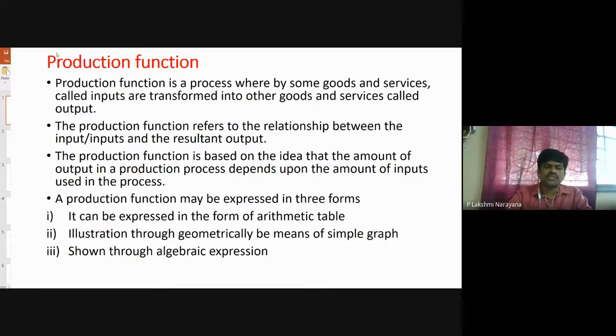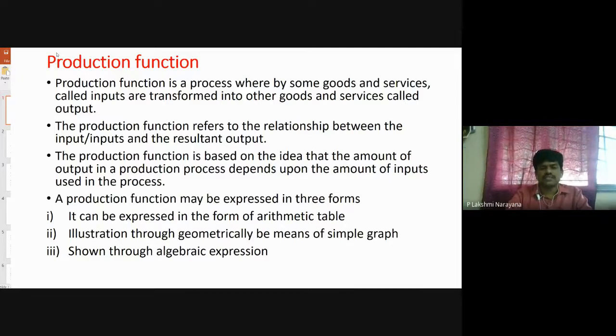So a production function may be expressed in three forms. It can be expressed in the form of an arithmetic table. The second one is illustration geometrically by means of a simple graph. And the third one, shown through algebraic expression. I repeat again, a production function may be expressed in three forms. What are they? It can be expressed in the form of an arithmetic table. Arithmetic table is nothing but table form. The relationship of input and output can be shown in the table.